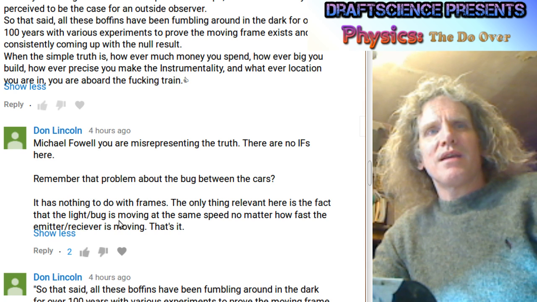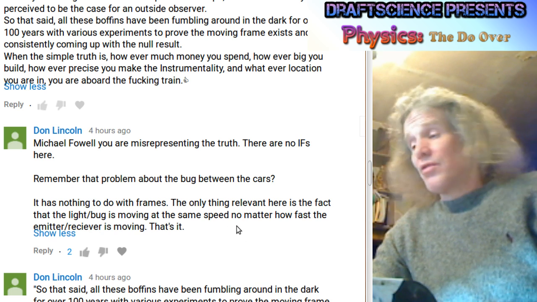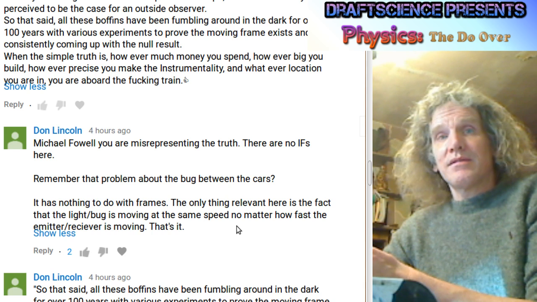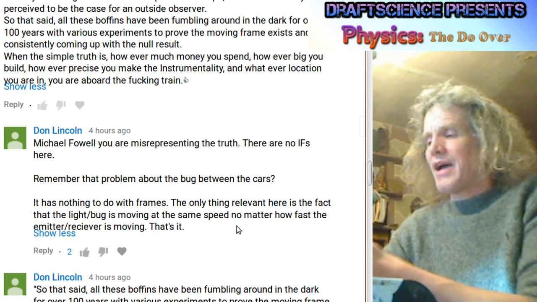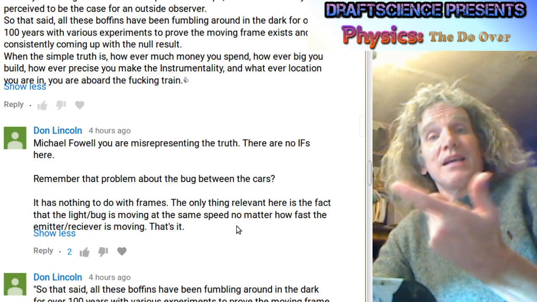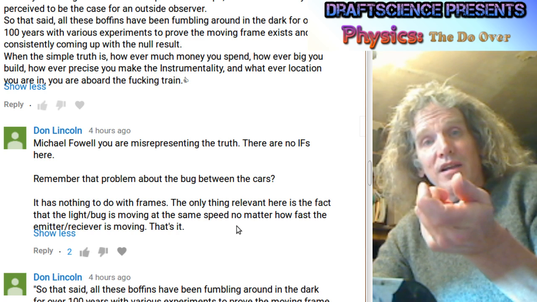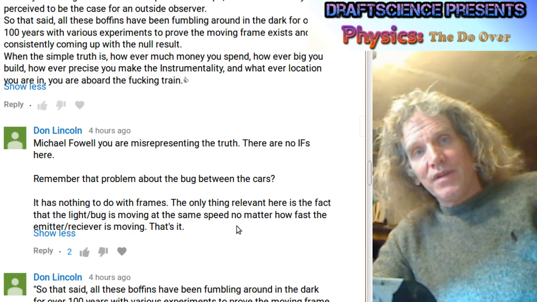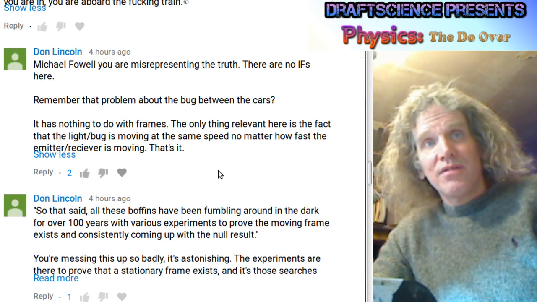The only thing relevant here is the fact that the light is moving at the same speed no matter how fast the emitter or receiver is moving. That's it. And that'd be exactly my point. You're the ones claiming, in a sense, that you're almost denying the fact that the light is going the same speed. And if it has to travel more distance, it'll take more time. And if it has to travel less distance, then the light will take less time to get to the target. It doesn't change how fast the target's moving. So again, that's it.